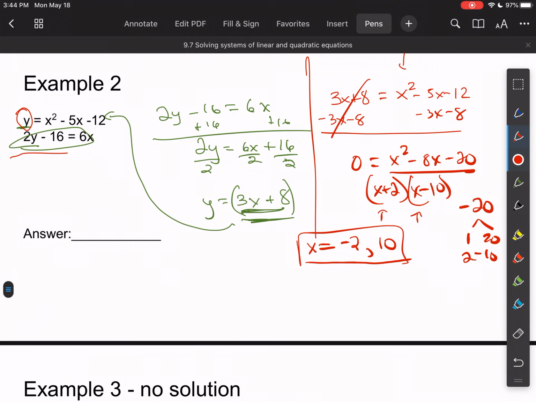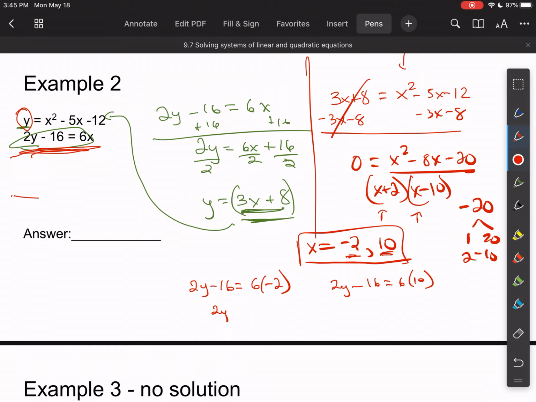So I'm going to go into my linear equation here. Again, I'm just solving this equation, plugging negative 2 in for x, and then plugging 10 in for x. So 2y minus 16 equals 6 times negative 2. And then my other one would be 2y minus 16 is equal to 6 times 10. So I just plugged in these x values in this equation. Okay, let's solve that out.